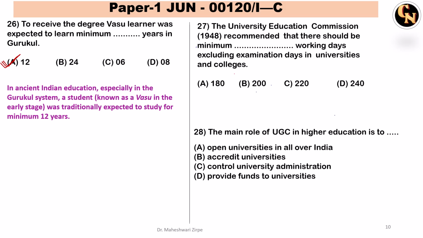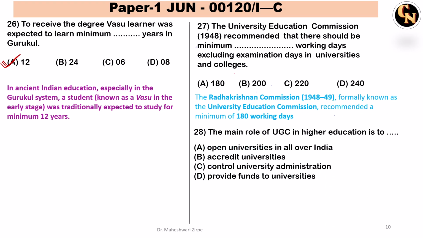Next is 27th question. The University Education Commission 1948 recommended that there should be minimum dash working days excluding examination days in universities and colleges. So the Radhakrishnan Commission, formally known as University Education Commission, recommended that 180 days should be minimum working days for the teachers and students, excluding examination days. So answer is 180. Option A is the correct option.